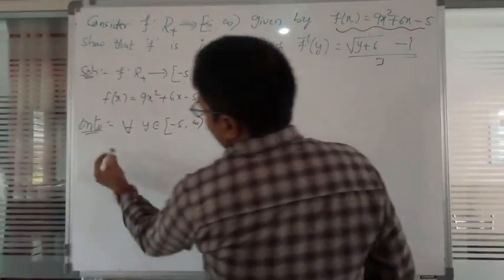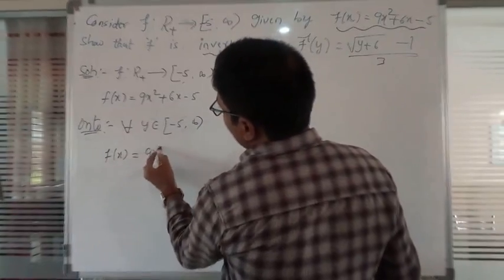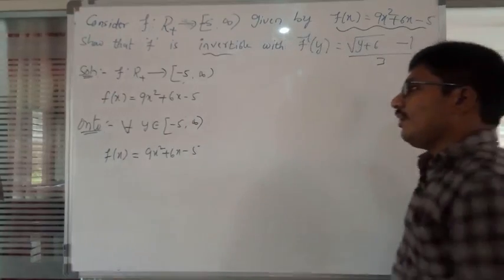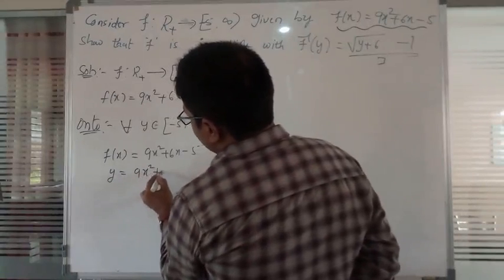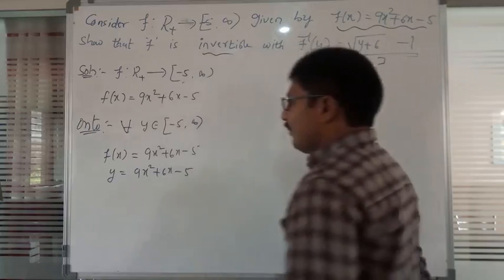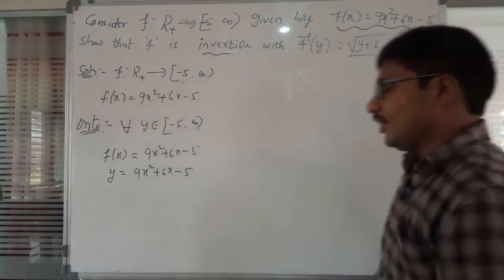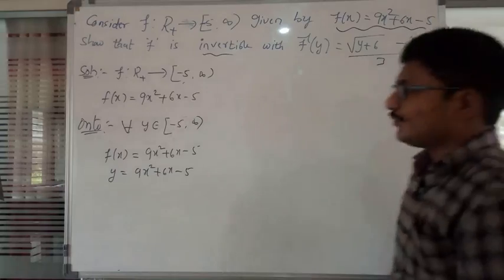And next, f of x is equal to what value? The given function is 9x square plus 6x minus 5. So f of x can be written as y is equal to 9x square plus 6x minus 5. Now if we shift the minus 5 to the LHS side, we are not getting x easily expressed in terms of y.